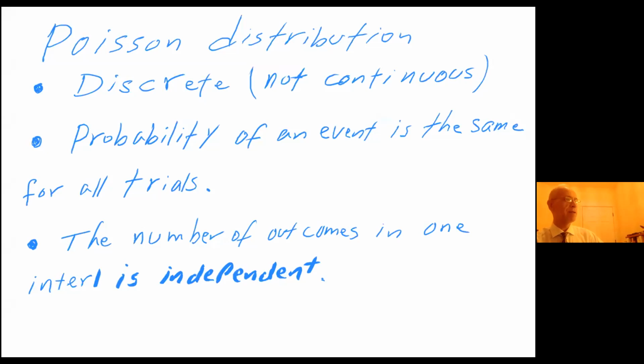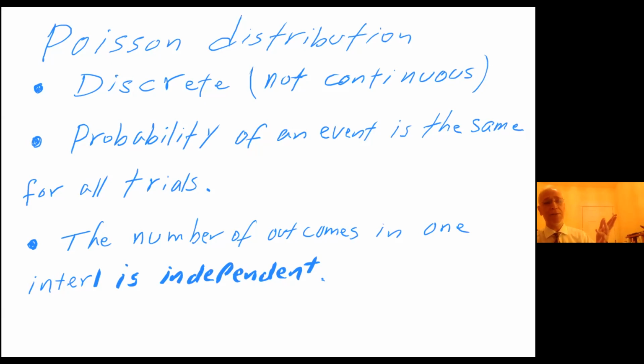So let's talk about Poisson distribution. Poisson distribution is discrete. It is not continuous, meaning that's countable. So the outcome is whether 1 or 2 or 5. It's not like 5.5, 2.2. Also, the probability of an event is the same for all trials. A really good example of that is birth of children.